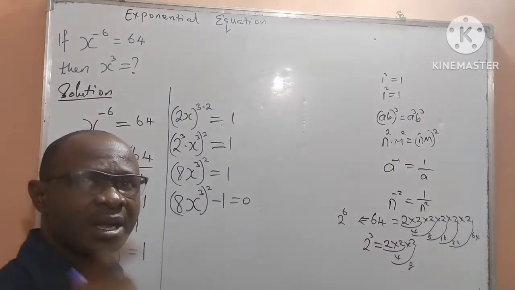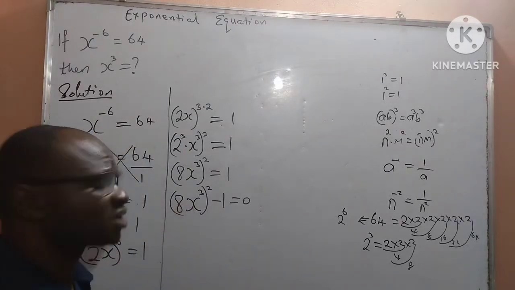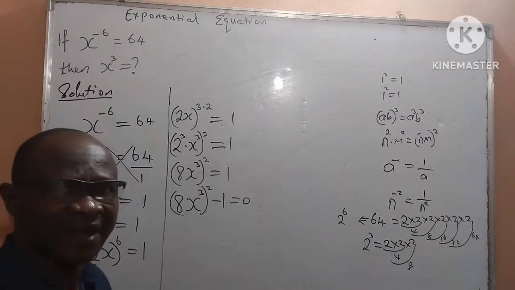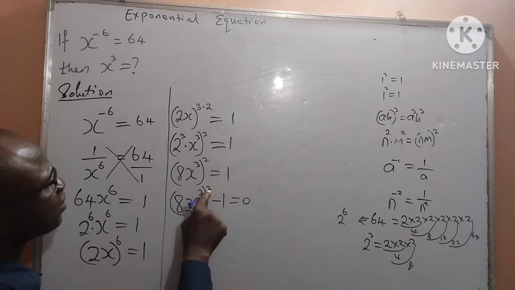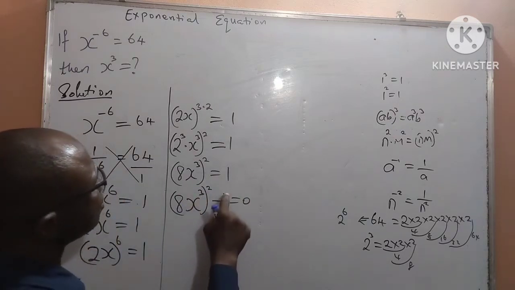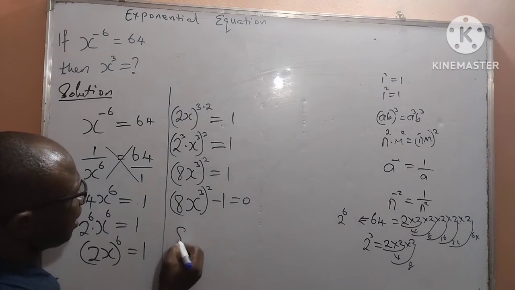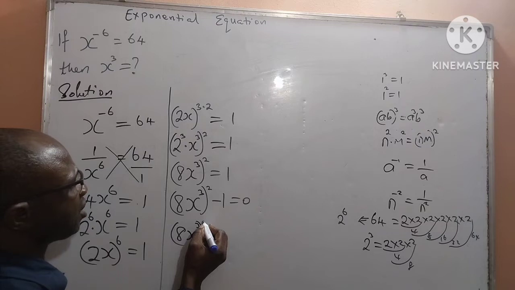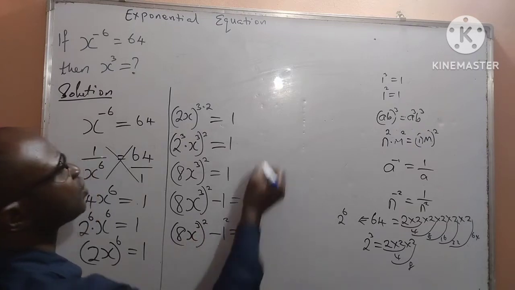So this 1, I can just write it as 1 raised to the power 2 since it's still the same thing as 1. My reason for doing that is because I want to create what is difference of two squares here so that I can finally get the last answer. Since this is raised to the power 2, I still want to write my 1 as raised to the power 2. So it can be written like this: 8x to the power 3 in the bracket, all raised to the power 2, minus 1 also raised to the power 2, equal to 0.